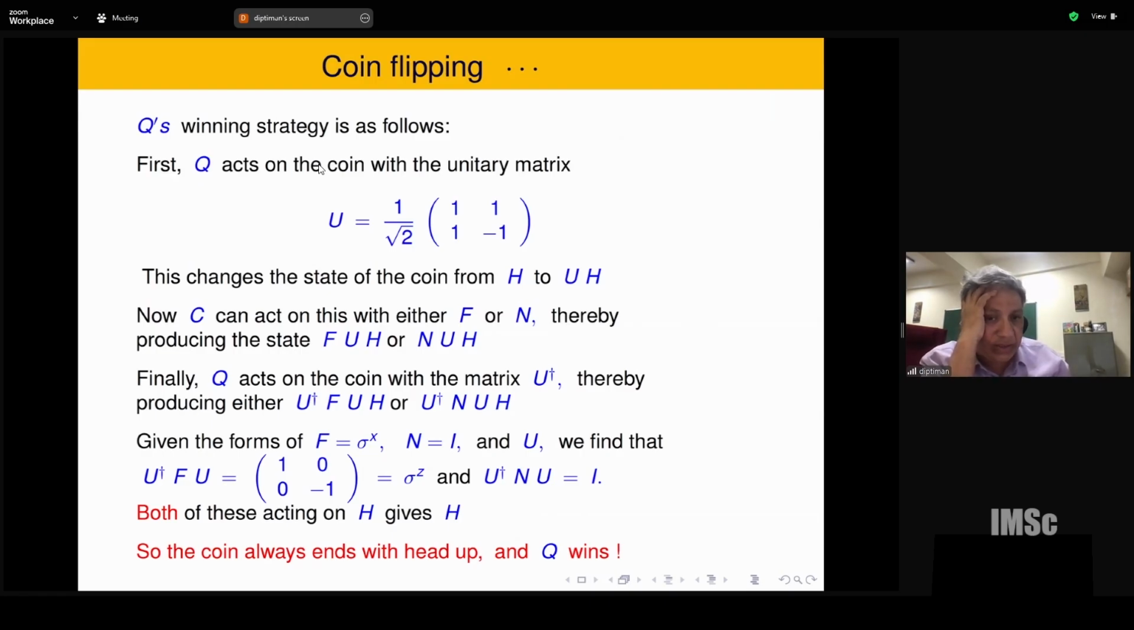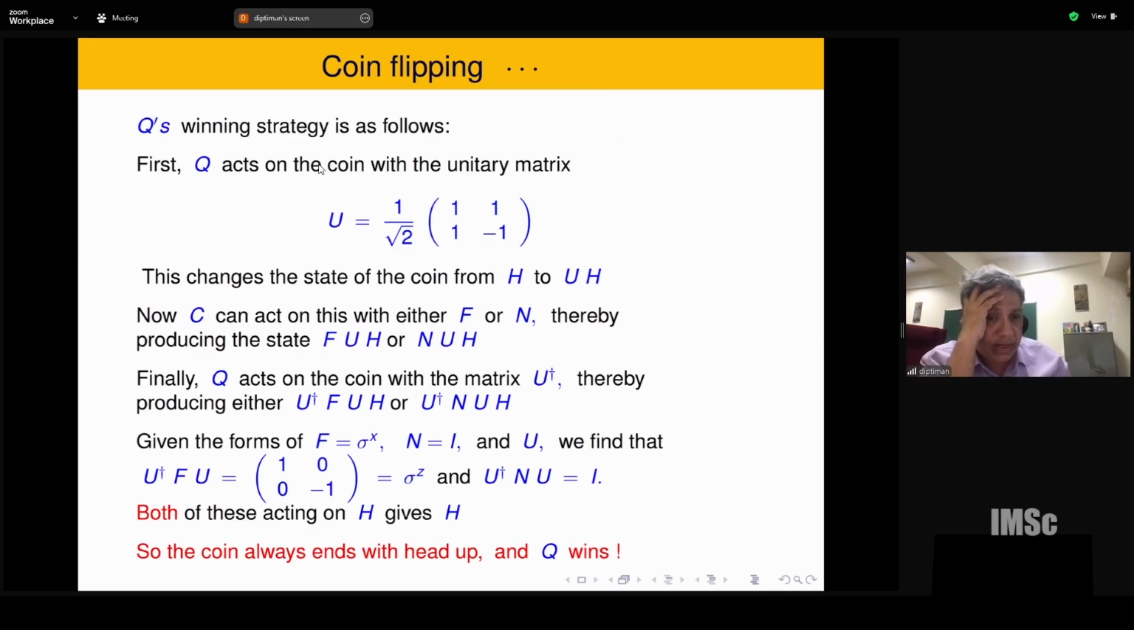Now C, of course, can act on this with either the flip matrix F or the no flip matrix N. Depending on what C chooses, the state of the coin becomes FUH or NUH. I hope the notation is clear. F and U are matrices, whereas H is just the column (1, 0). The last move is Q's. Q again acts on the coin, but this time with the matrix U dagger, the Hermitian conjugate of U, which is also the inverse of U.